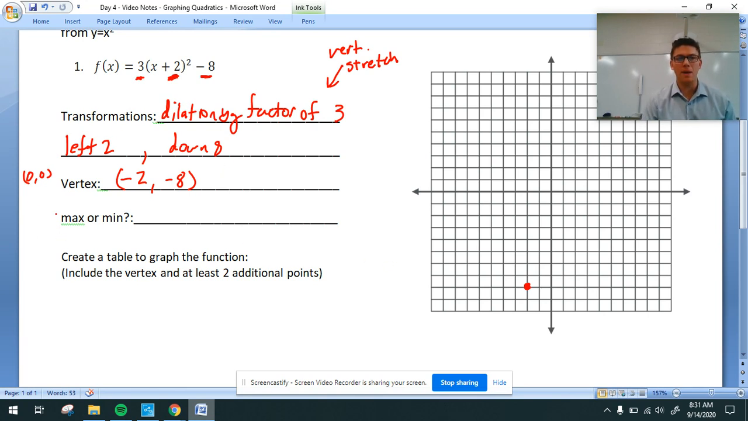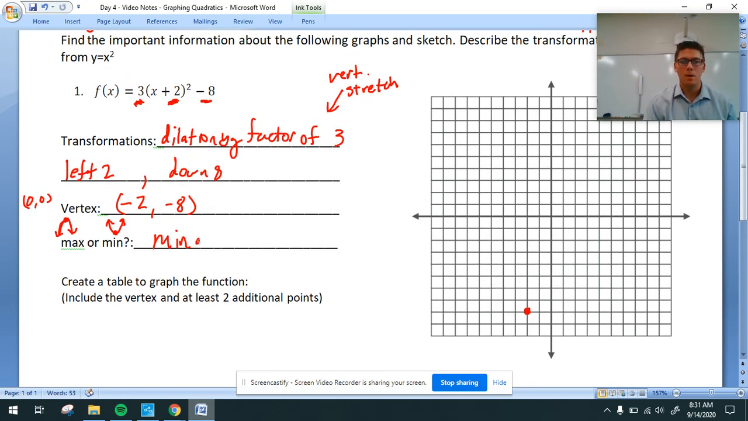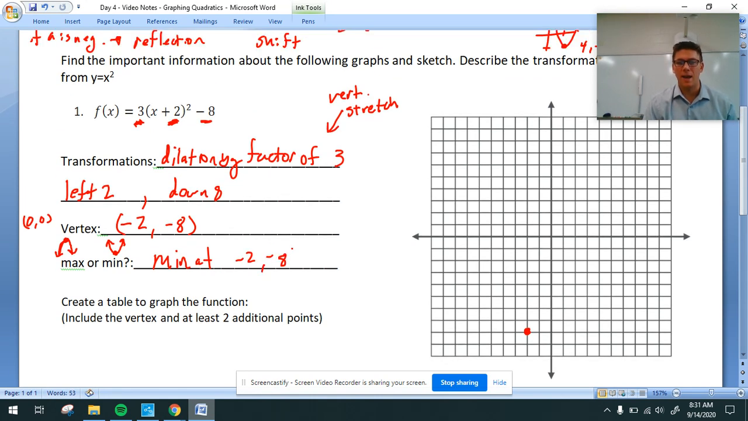The question is, is there going to be a maximum or a minimum? A maximum, remember, is going to have this shape for a parabola, where there's a peak, a high point. A minimum is going to have this shape for a parabola, where there's like a valley, a low point. So our graph is going to be our standard U shape, like this, because the number in front is positive. So there is going to be a minimum at the vertex, -2, -8. That's where the minimum is going to take place. Now, if there was a negative in front, flip it, and now there's going to be a max.